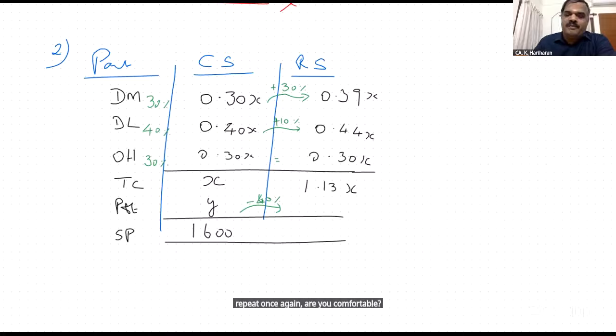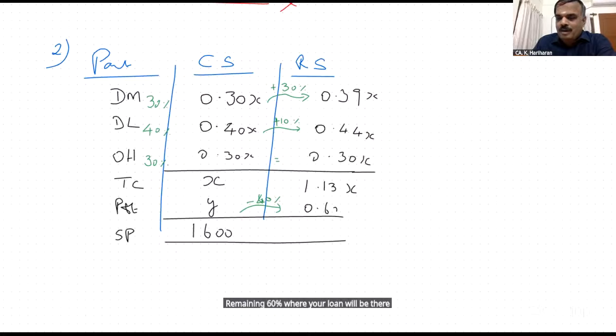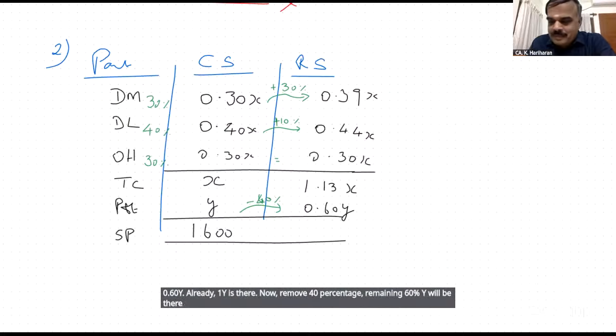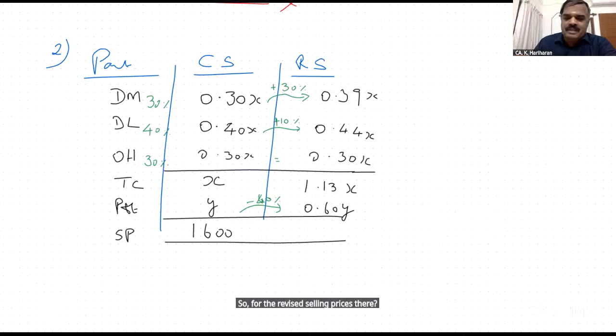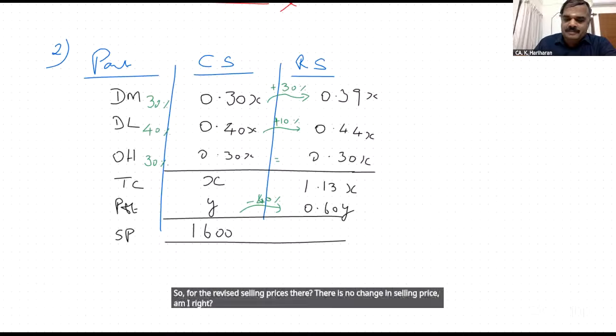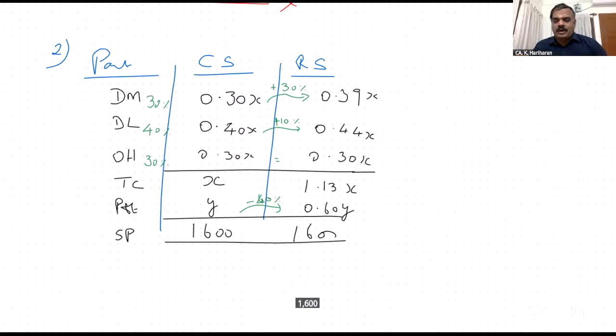Profit is reduced by 40%. Original profit Y minus 40% is equal to 0.60Y. Already 1Y is there. Now remove 40%, remaining 60% of Y will be there. So what is the revised selling price? They said there is no change in selling price. Therefore, the revised selling price is the same, 1,600. Up to this stage, are you comfortable?